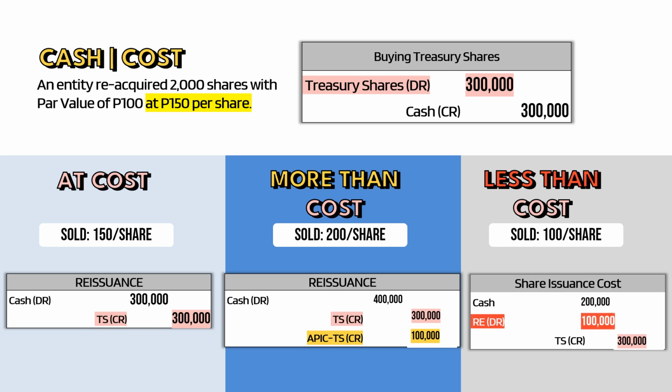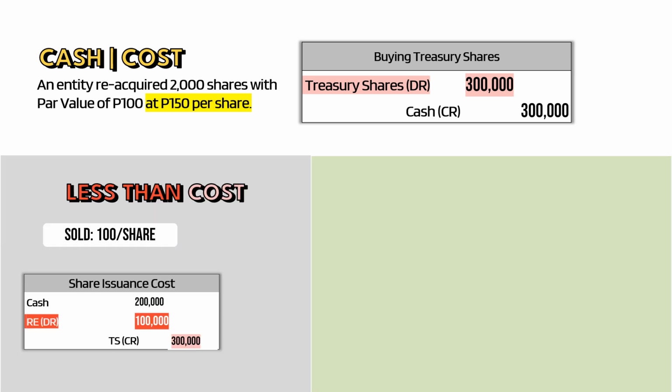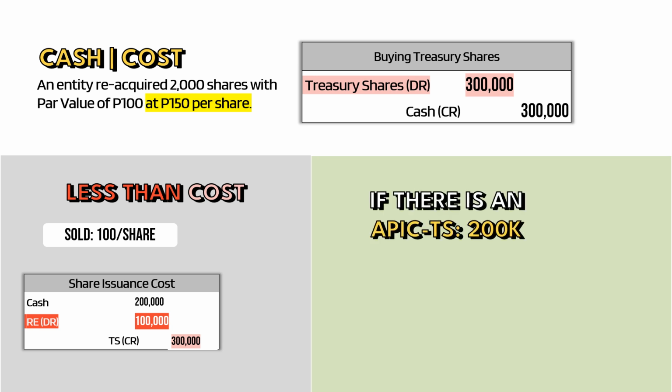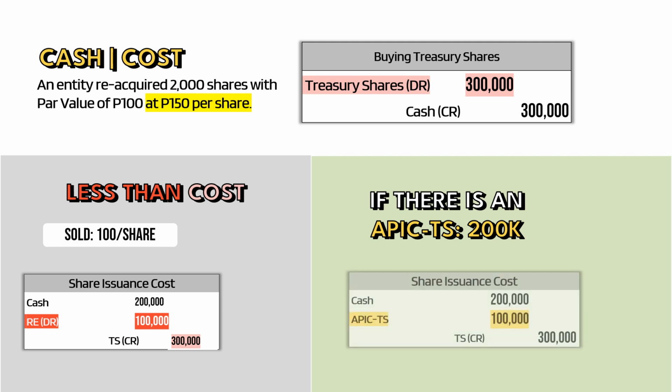Right? And then, finally, just to give you another example, so ito yung base scenario natin, di ba? Walang APIC TS. Pero what if may binigay na additional given na? What if there is an APIC TS of 200,000? The only difference of how you'll journalize it would be rather than debiting your RE, you will just debit your APIC TS.